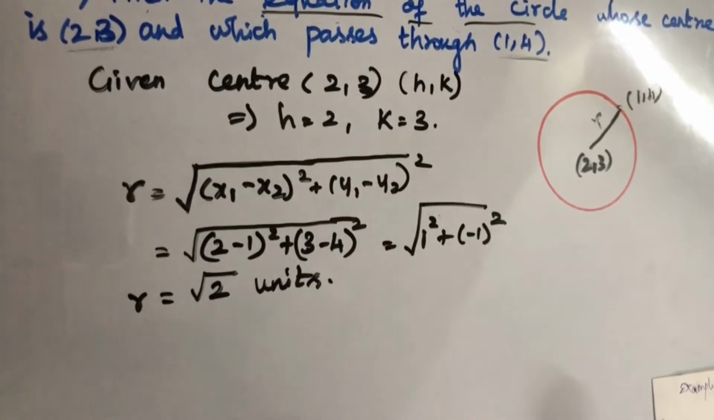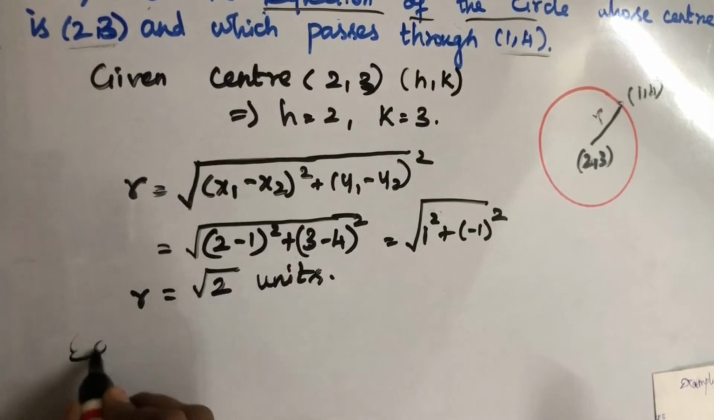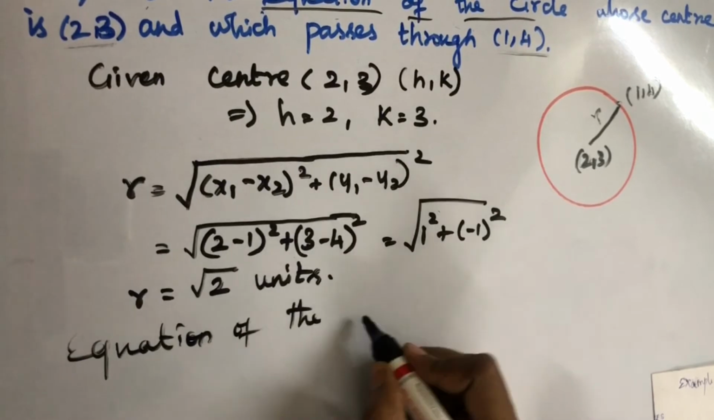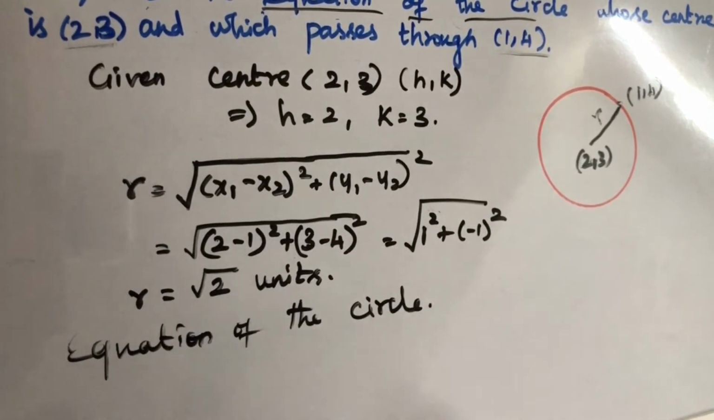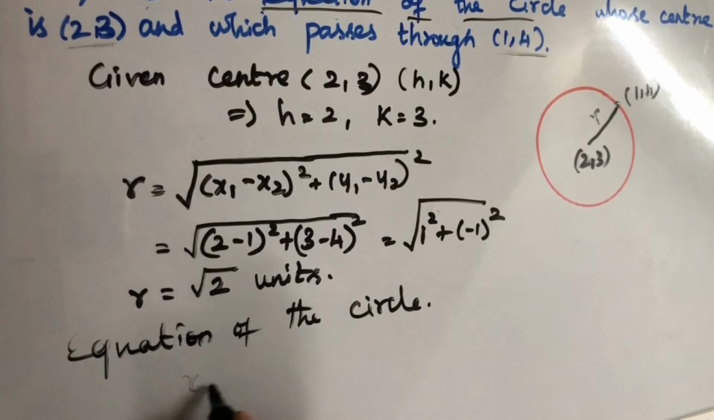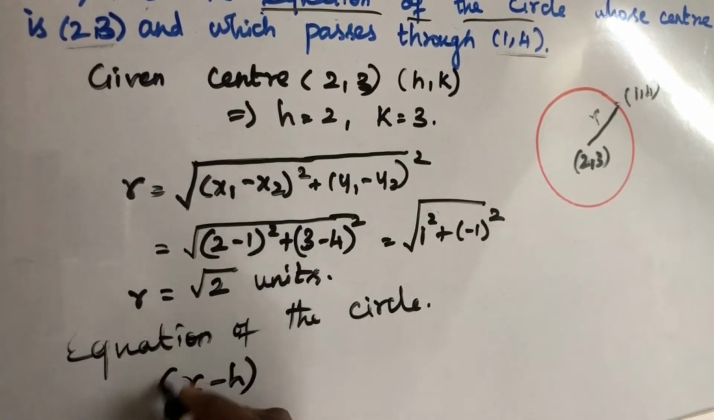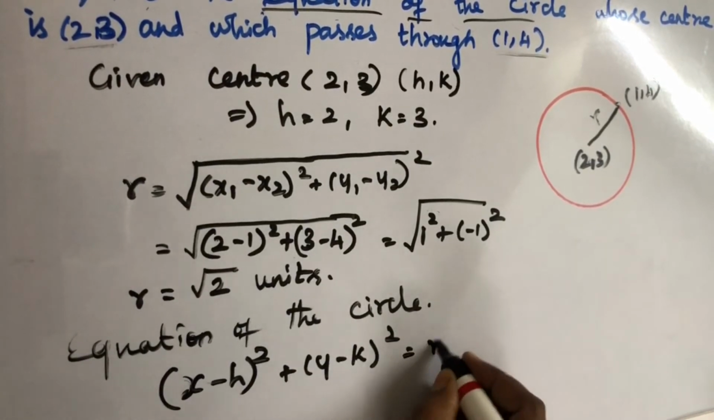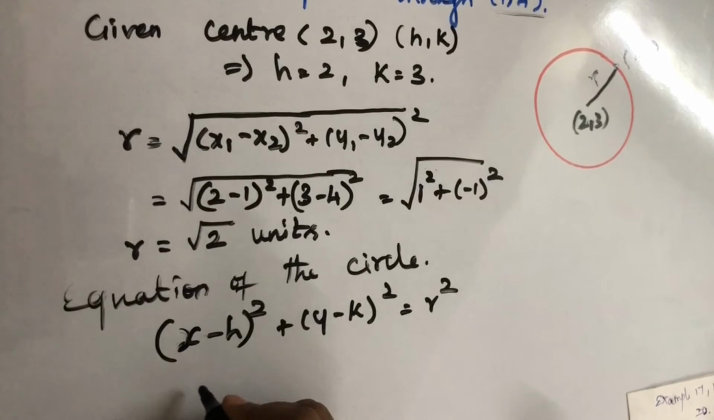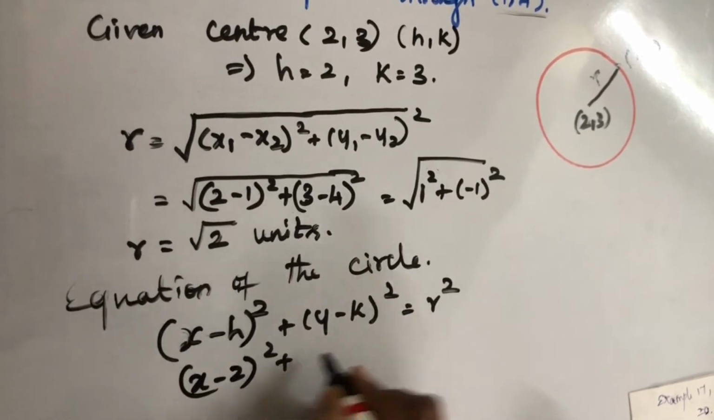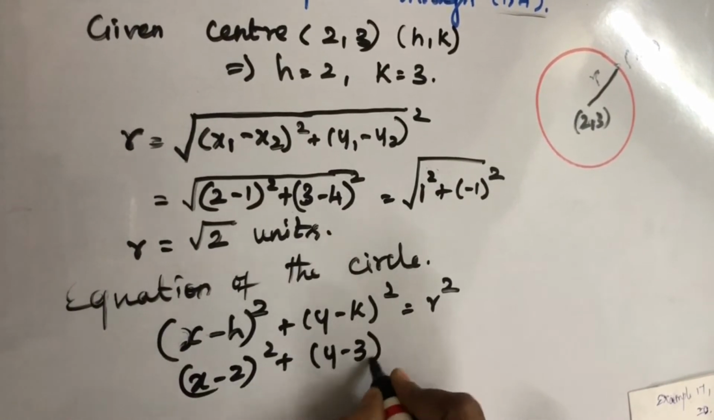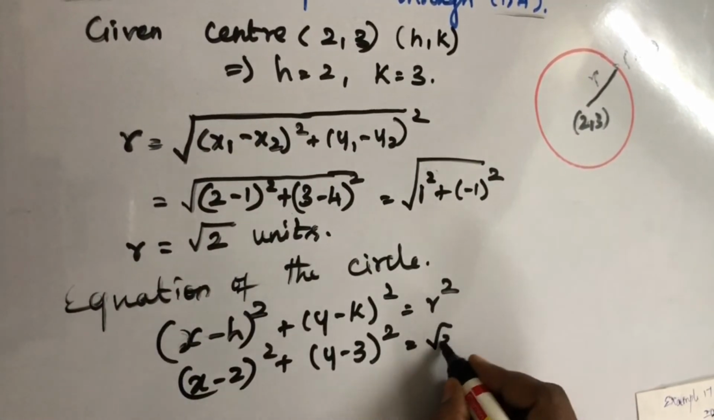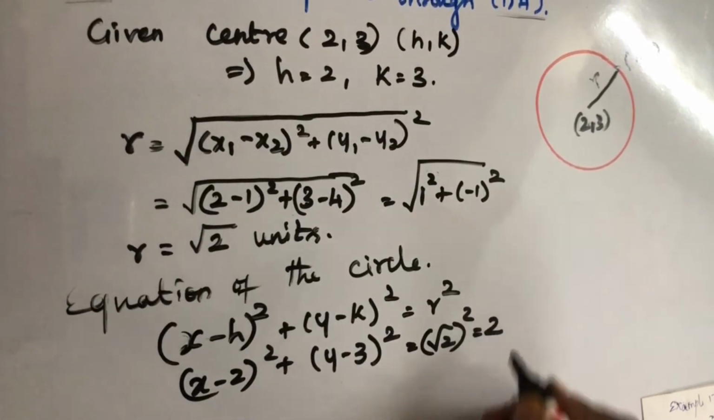Now, we can find the equation of the circle. So, what is the equation of the circle? That is x minus h the whole square plus y minus k the whole square is equal to r square. So, x minus 2 the whole square plus y minus 3 the whole square, h and k are 2 and 3, is equal to root 2 square. Root 2 square is equal to 2.